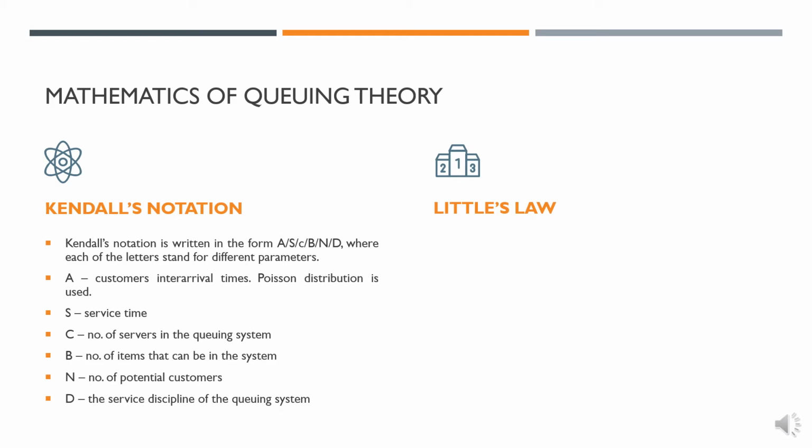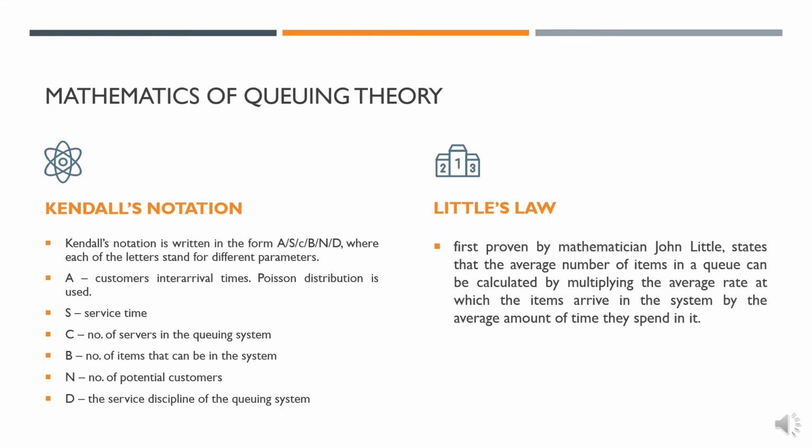Next is Little's Law. It was first proven by mathematician John Little and states that the average number of items in a queue can be calculated by multiplying the average rate at which the items arrive in the system by the average amount of time spent in it. In mathematical notation, this is Little's Law.